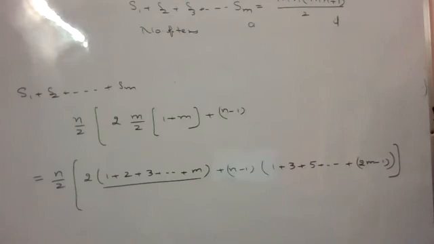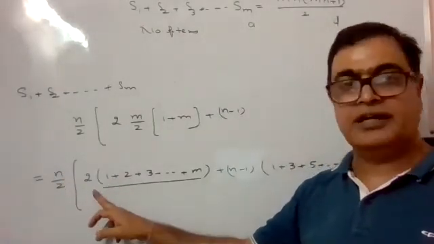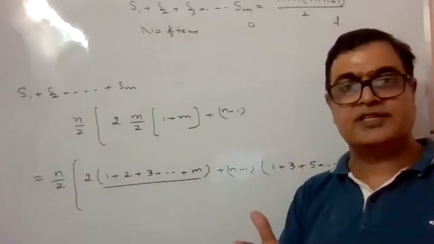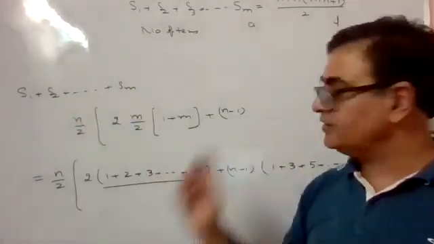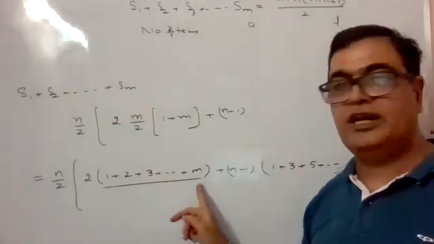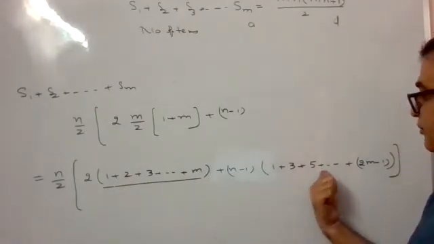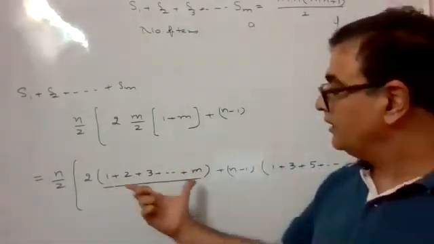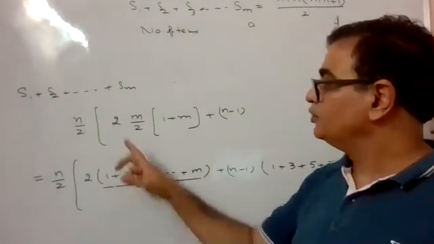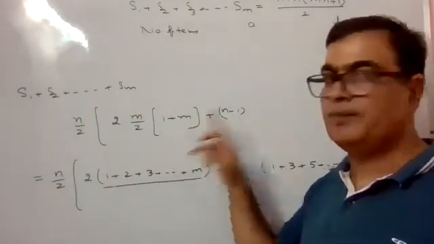Please explain this step again. What we have done here: n by 2 is common in all, then 2 we have taken. The first terms are 2 into 1, then 2 into 2, 2 into 3, 2 into 4. These are the first terms of S1, S2, S3. So I have taken 2 common, left is 1, 2, 3 till m. Then we have taken n minus 1 common in the second terms, and you got 1, 3, 5 till 2m minus 1. This is clearly an AP. How many terms is the AP? m terms. So the formula says 2 as it is, m by 2, (a plus l). So I have taken 1 plus m.